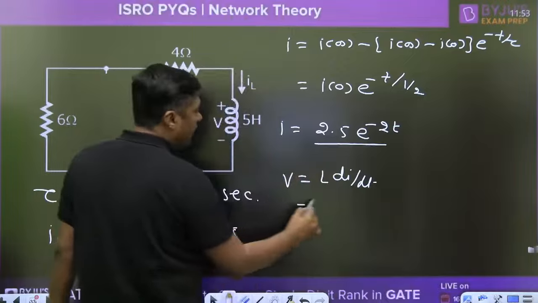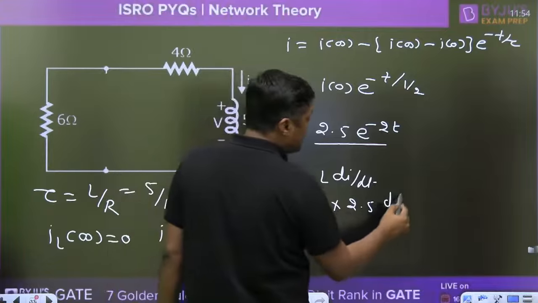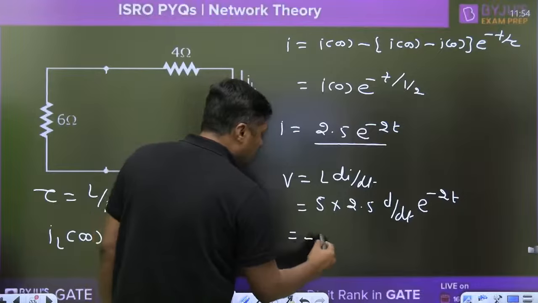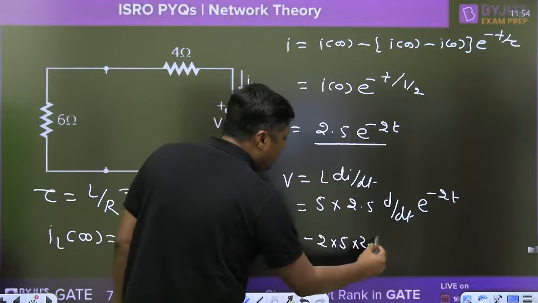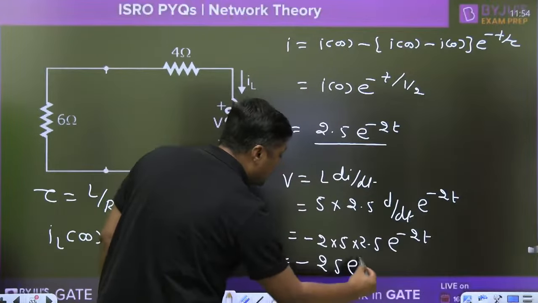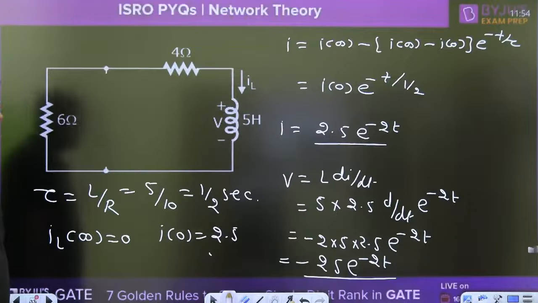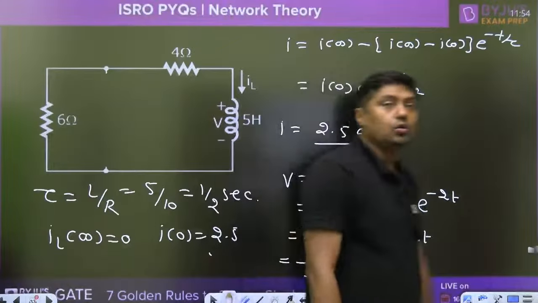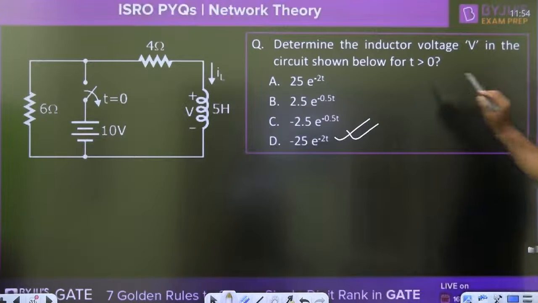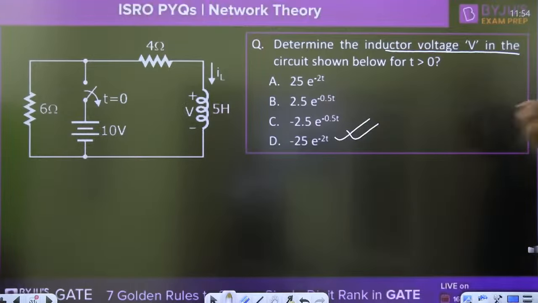L di by dt. What is the value of the L? 5 into 2.5, that is the constant. Differentiation of e raised to power minus 2t gives minus 2, so it will become minus 2 into 5 into 2.5 e raised to power minus 2t. That is nothing but minus 25 e raised to power minus 2t. That is the value. Which answer is correct? This one, D. So be careful about the question. Read the question carefully: determine the inductor voltage in the circuit given below.